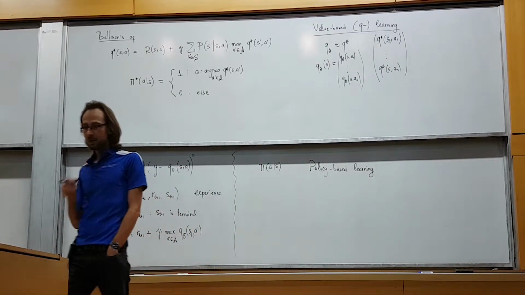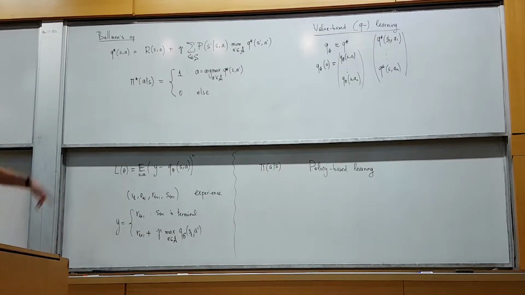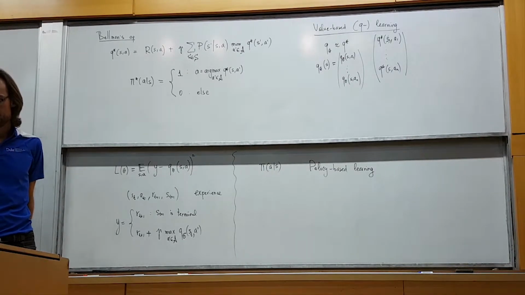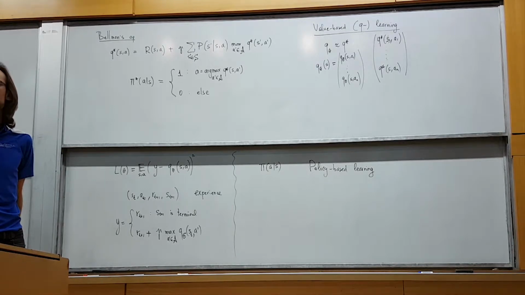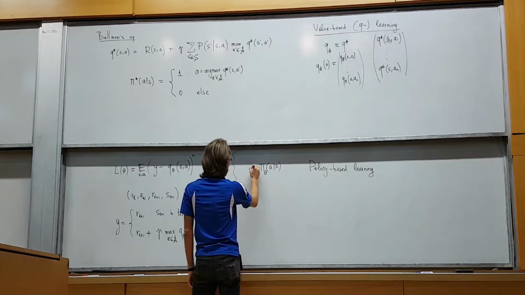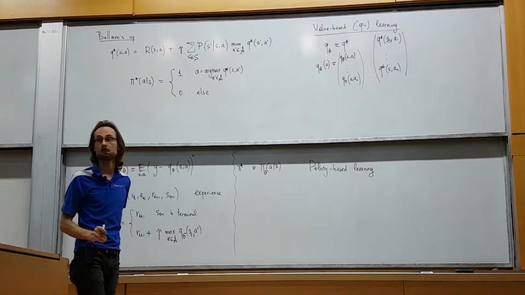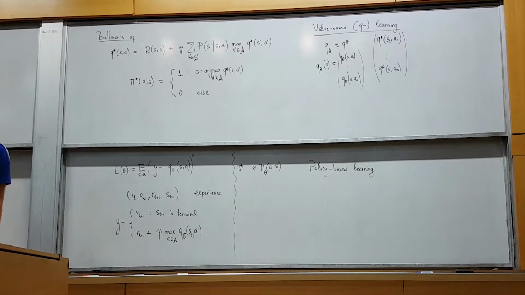In policy-based learning, we are interested in learning pi directly. So instead of having pi star, which is our optimal policy, we again put some parametric function. Think of it as a neural network. We have a parametric function pi theta that approximates pi star. And in case we are learning a deterministic policy, we can just represent pi theta as a function of s.